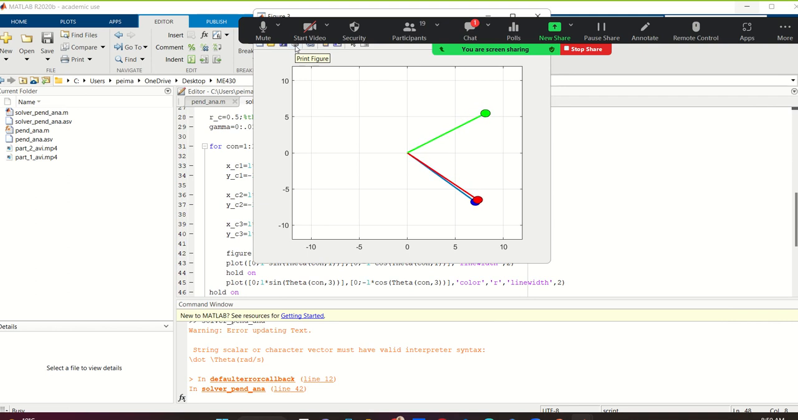Now I linearized. Okay. I'm in the inverted pendulum.